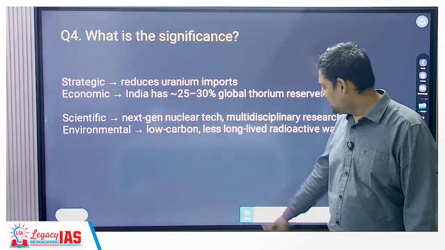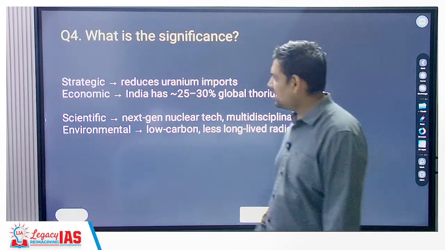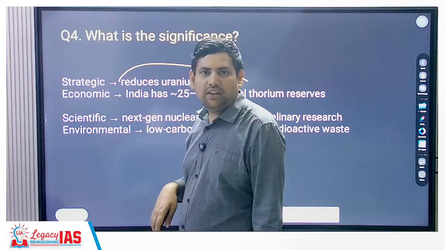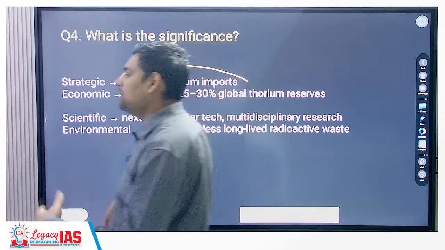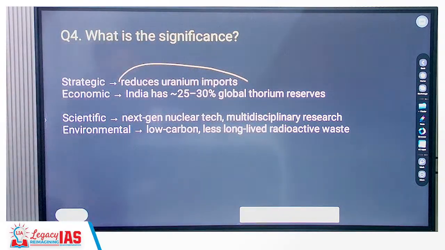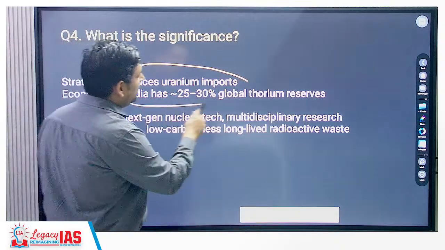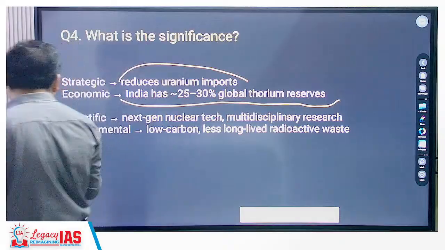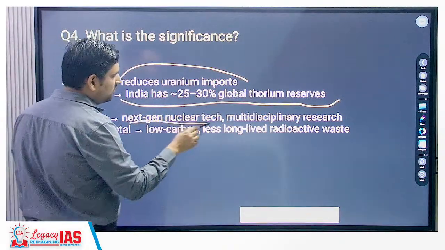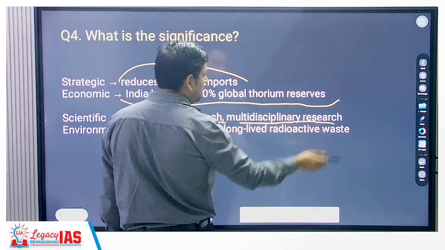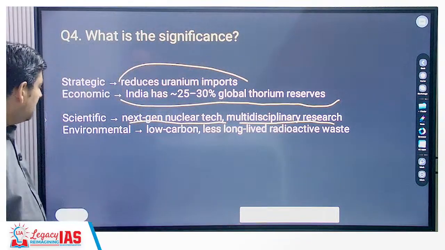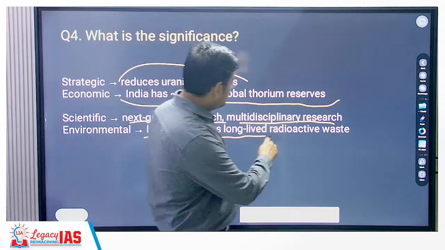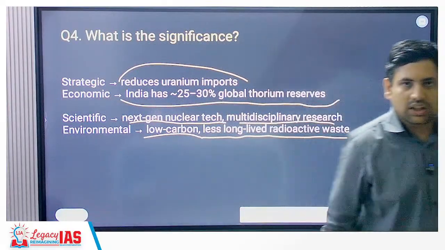Then what is the significance? Significance is simple. Strategic significance is what? It reduces uranium imports. Why? Because with thorium also we will be able to produce more and more of this. Then economic, India has 25 to 30% of thorium reserves of the world. Then scientific is what? So next gen nuclear tech, multidisciplinary research, all this can be carried out. Then environmental, this will be low carbon, less long lived radioactive waste, correct.